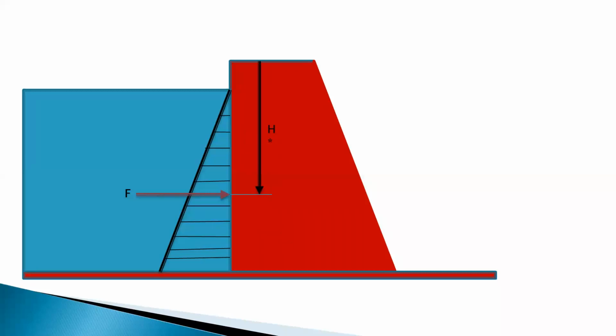Okay, so here you can see. Actually, this is not a gate; it is a water dam. So this is the wall, the wall of the dam. Actually, the hydrostatic pressure varies with this equation: P is equal to rho gh.